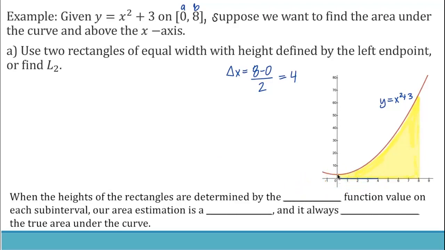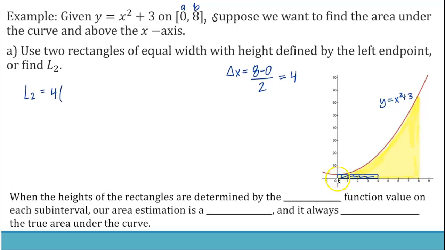So I'm going to go find the function. The height for that rectangle is found by going to the x value 0 and then going to that corresponding y value up there. And that's the height over that entire interval from 0 to 4. So we want to find the area of that rectangle. So L2 so far is going to be 4, the width, times the height.